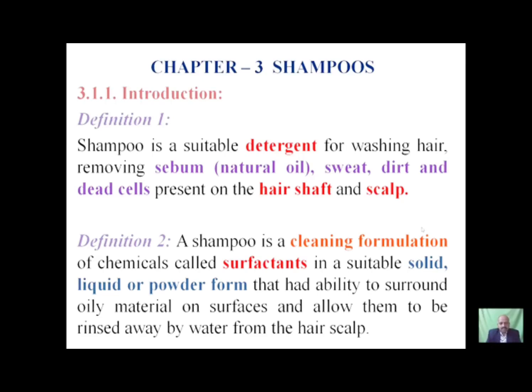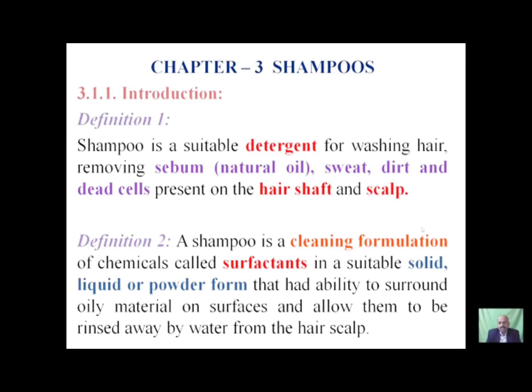Definition 1. Chemical definition of shampoo. Shampoo is a suitable detergent for washing hair, removing sebum, that is a natural oil, sweat, dirt and dead cells present on the hair shaft and scalp. This is the definition 1.